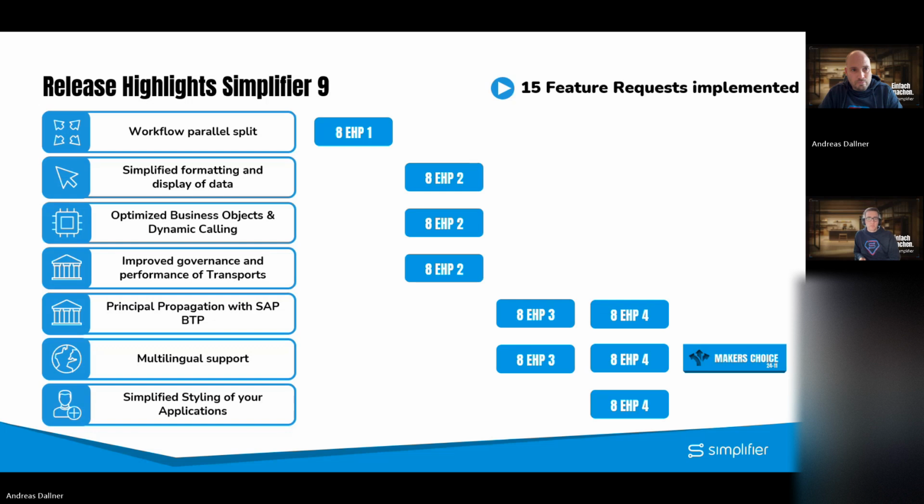What we also did with EHP2 was optimize business objects. On the one hand, we updated them so they're now compatible with ECMA 2022. And we also released a feature for dynamic calling of business objects. This means you do not have to hard code the name of the business object you want to call, but instead you can dynamically determine which object you want to call. This is interesting for some integration layer use cases that we see, which is why we released this feature.